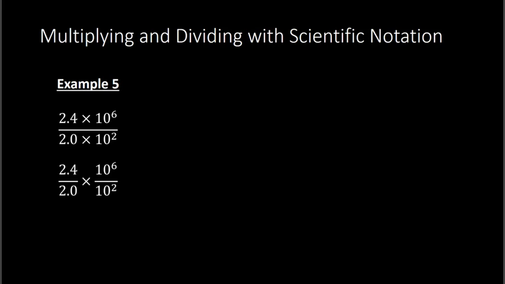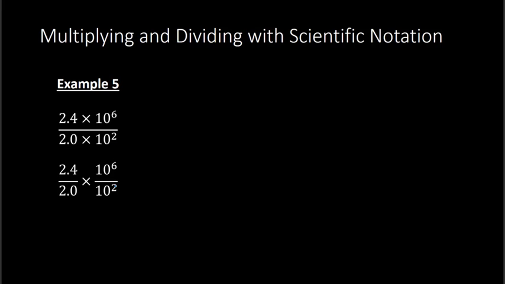So now that we know how to convert back and forth, we need to know how to do operations with scientific notation. So how do you multiply and how do you divide with scientific notation? So here's an example where we are dividing scientific notation. We have 2.4 times 10 to the 6 divided by 2.0 times 10 squared. All I do to divide is I simply separate the fraction. So we look at the number components, the 2.4 divided by 2.0, and then we look at the part with the exponents separately.